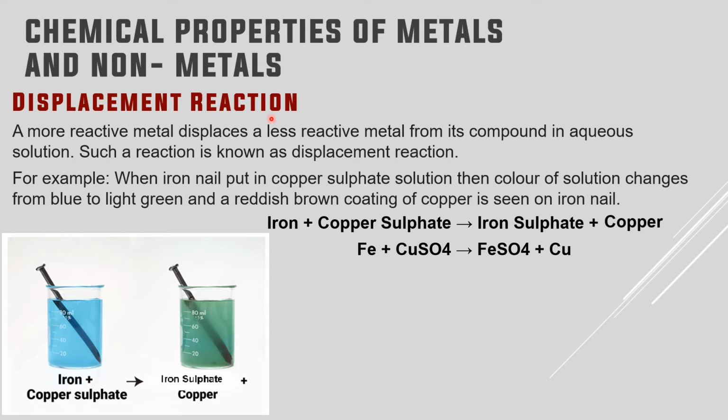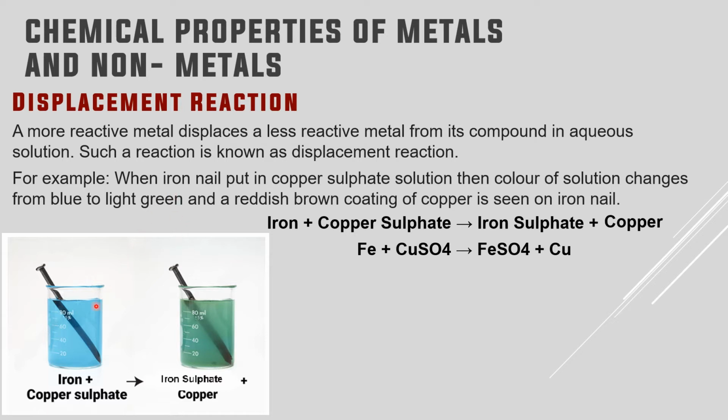Displacement reaction. Before going to the definition of that reaction, I'll just tell one example or one activity. See, when an iron nail is put in copper sulfate solution. In this picture you can clearly see that the beaker contains copper sulfate solution, and what is the color of that copper sulfate solution? That is blue color. Copper sulfate has blue color. An iron nail is dipped in copper sulfate solution like this. Then the color of the solution changes from blue to light green.